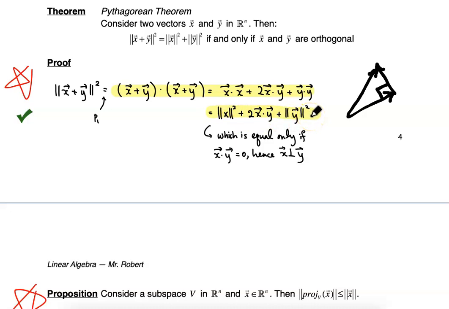Now, when is this row going to be equal to that? Well, if 2 times x dot y equals 0. What does it mean if x dot y equals 0? It means exactly that x is perpendicular to y. So a nice little proof of the Pythagorean theorem using the dot product.